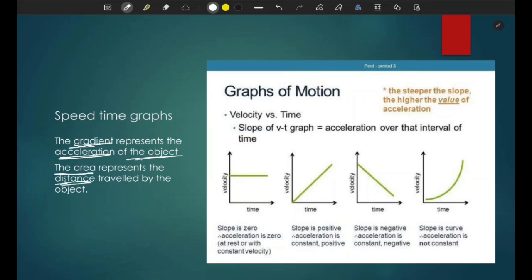So there are different types of speed time graphs. The first one is the straight horizontal line. This shows uniform motion, or when the slope is 0, the acceleration is 0. So this means the speed is constant. The next one is a straight line through the origin. This means that it's accelerating. The slope is constant and it's accelerating, so this is constant acceleration.